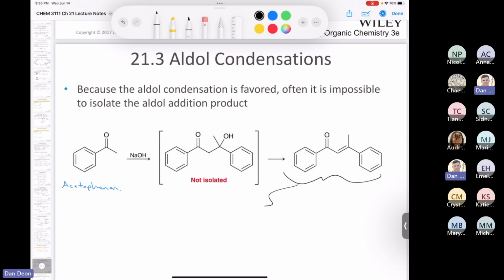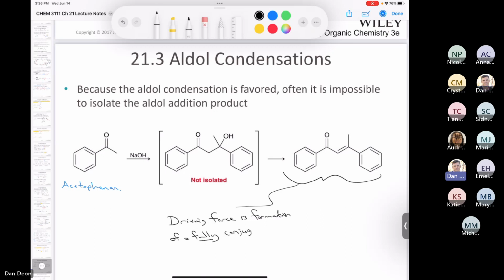Exactly. Thanks, Tiana. So we'll put here driving force. Driving force is formation of a fully conjugated system. Exactly. So you can't even isolate the aldol here, even if you tried to do it.